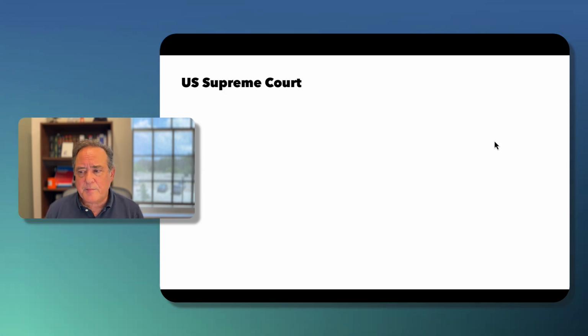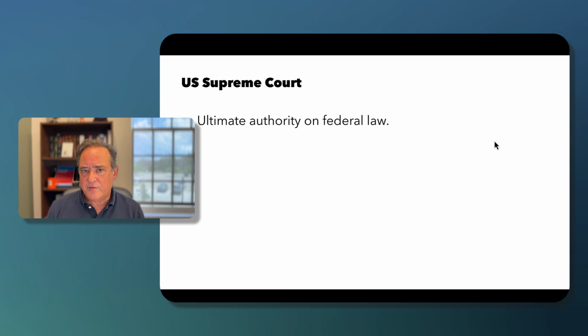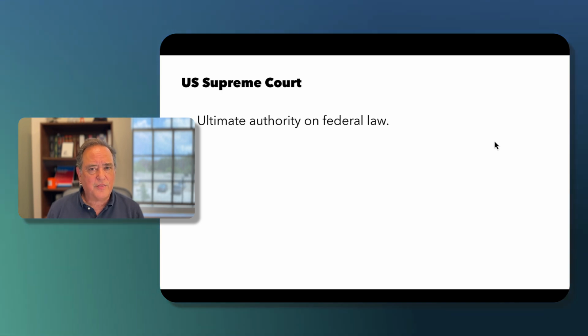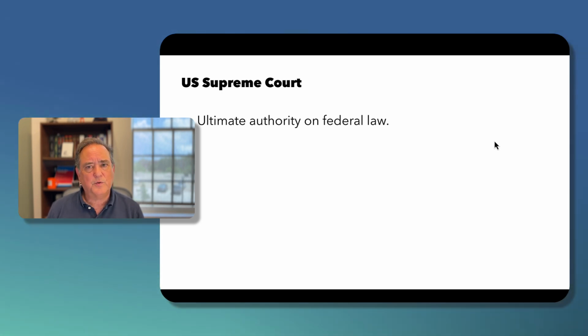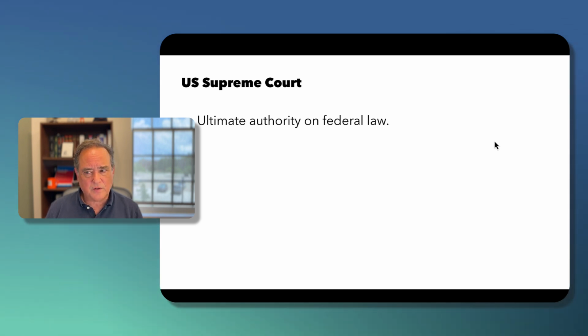Finally, the U.S. Supreme Court, the ultimate authority on federal law. Their jurisdiction, however, is limited to matters involving federal law. State Supreme Courts remain the final authority on state law. So the Supreme Court of Oklahoma is the final authority on Oklahoma state law. The federal U.S. Supreme Court can only decide matters of federal law.